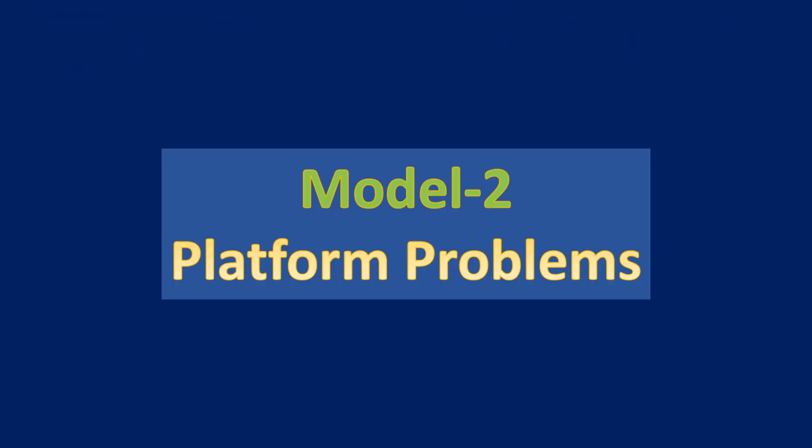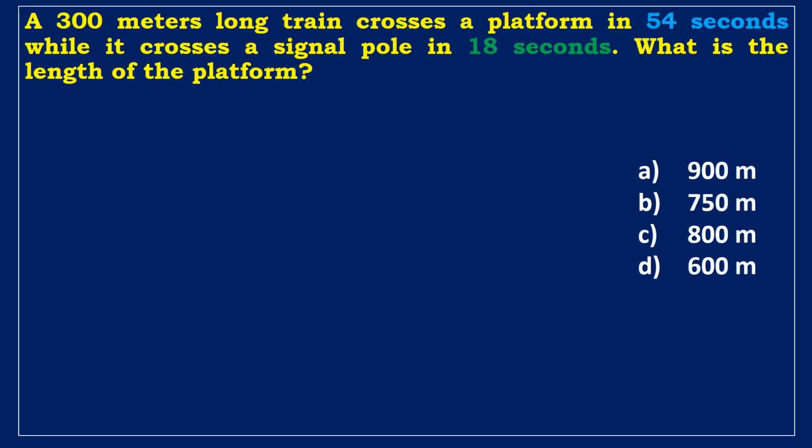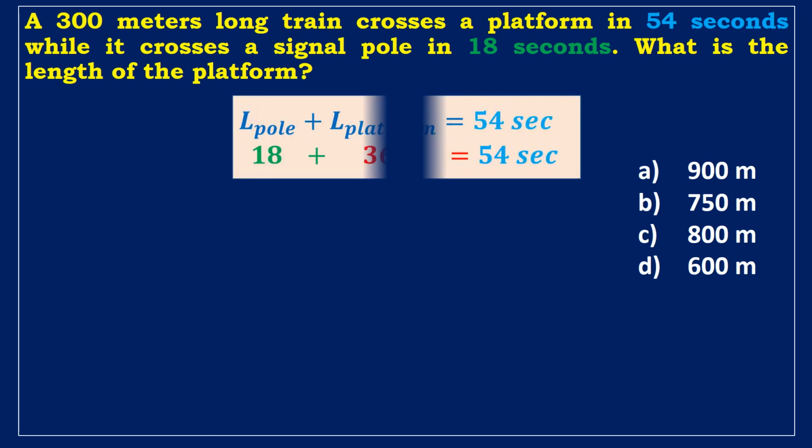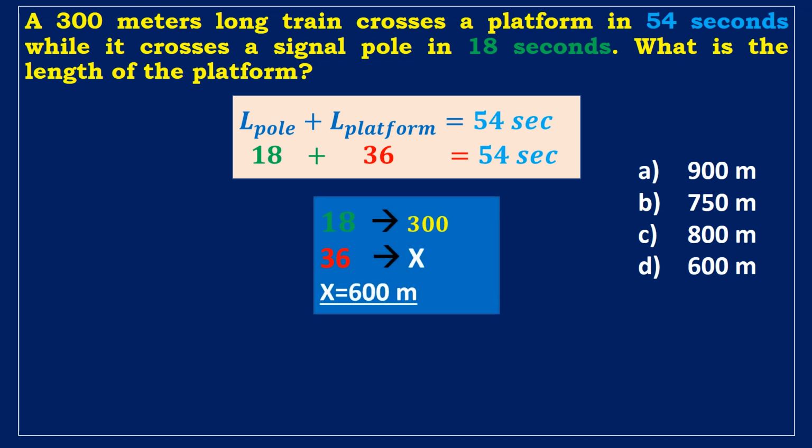Model 2. Platform problems. Example 1. A 300 meters long train crosses a platform in 54 seconds while it crosses a signal pole in 18 seconds. What is the length of the platform? According to the given data, it takes 54 seconds to travel the length of a signal pole and a platform. If the train passes a signal pole in 18 seconds, then it will cross the platform in 36 seconds. A train 300 meters long crosses a signal pole in 18 seconds and the platform in 36 seconds.